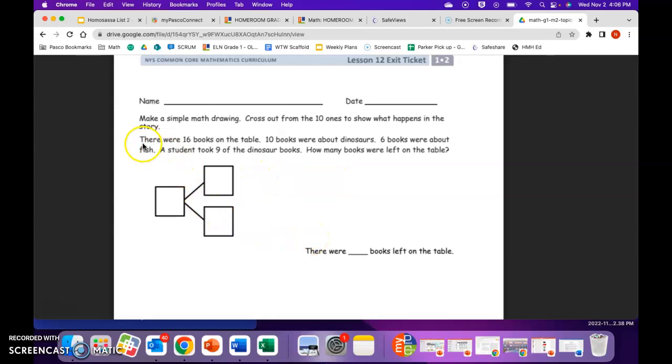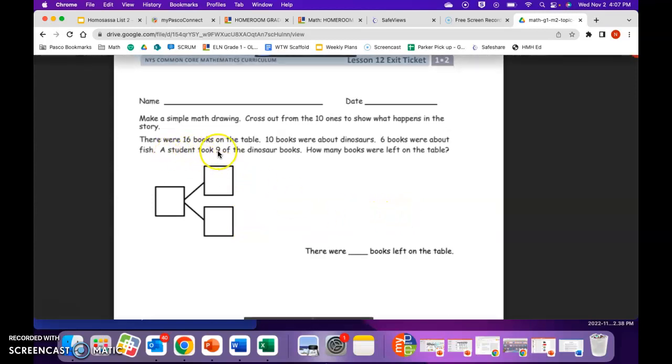All right, so here's the problem. There were 16 books on the table. Friends, that's your whole. 10 of the books were about dinosaurs. There's one of your parts. 6 books were about fish. There's your other part. Now, make sure you draw your pictures next to each part. So 10 books up here, 6 books down here. Remember, friends, don't just waste your time drawing books. You can just draw circles.